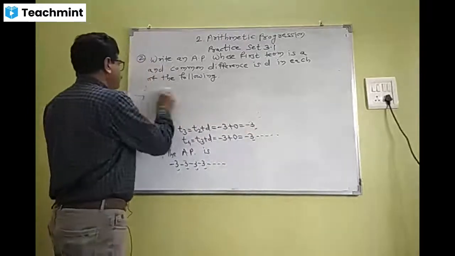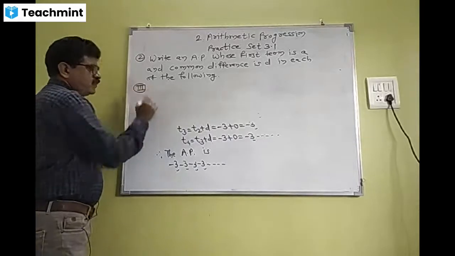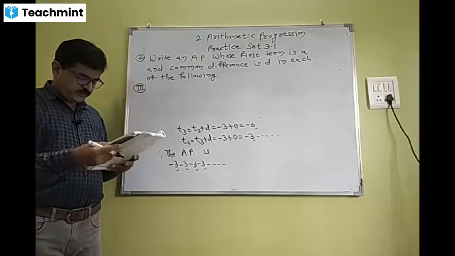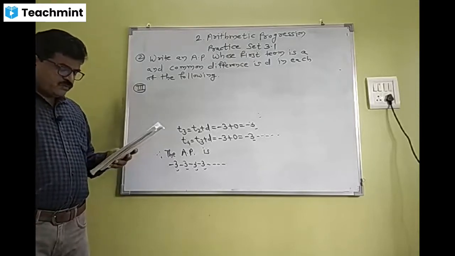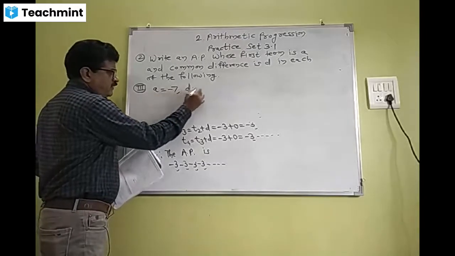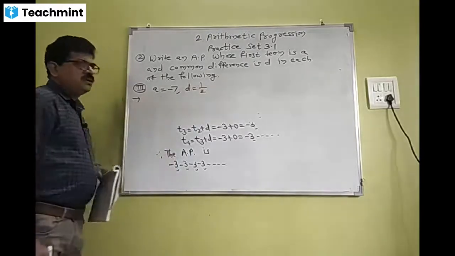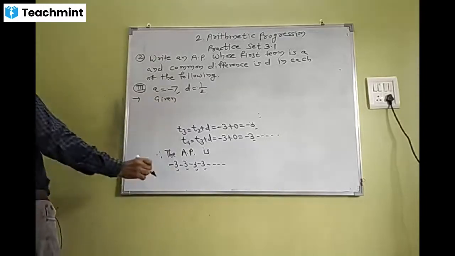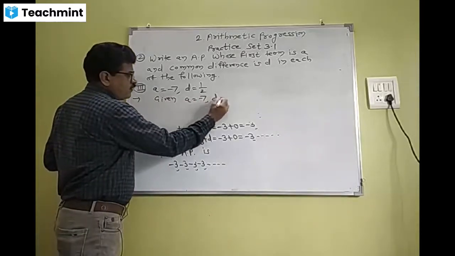Write down next example. Number 3. A is equal to minus 7. D is equal to 1 upon 2. First write down given. A is equal to minus 7, D is equal to 1 upon 2.